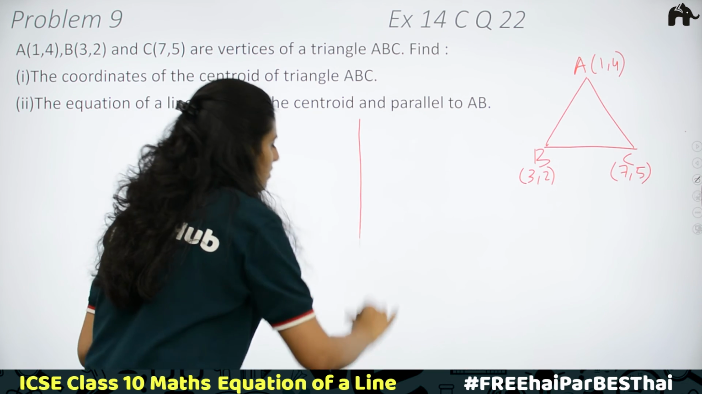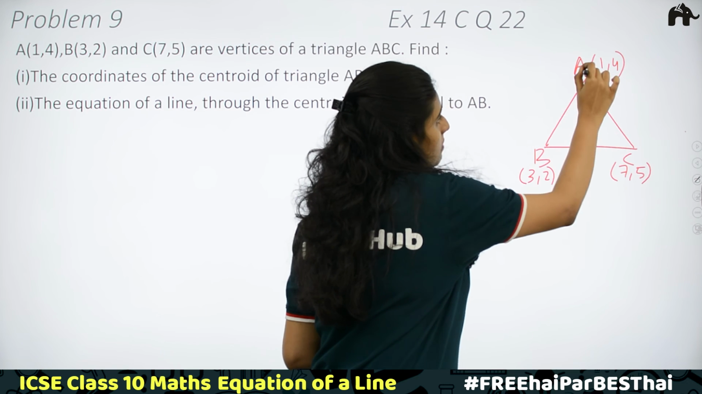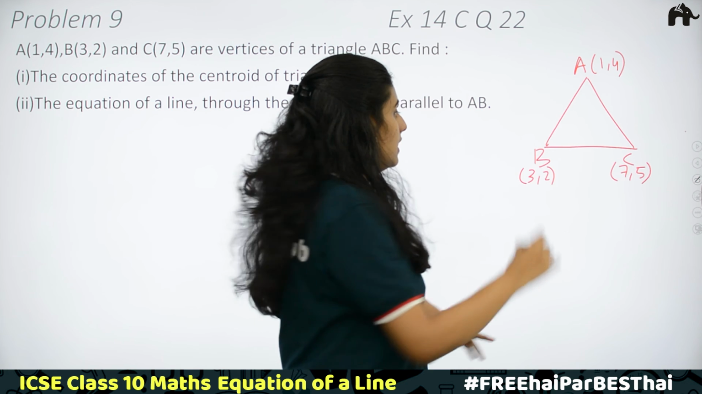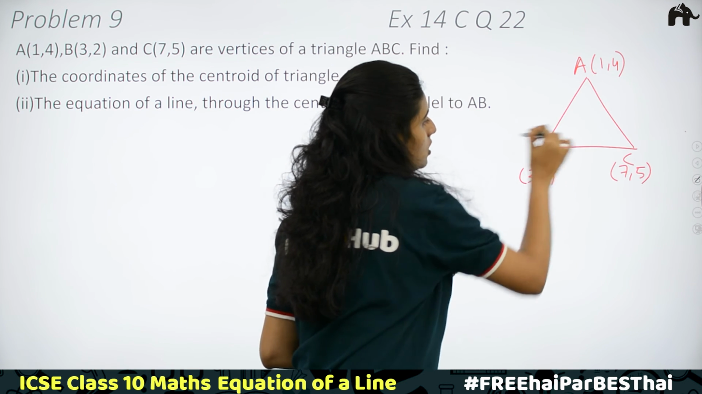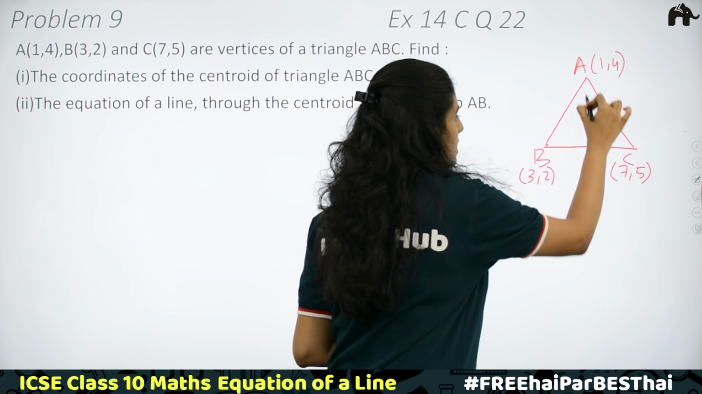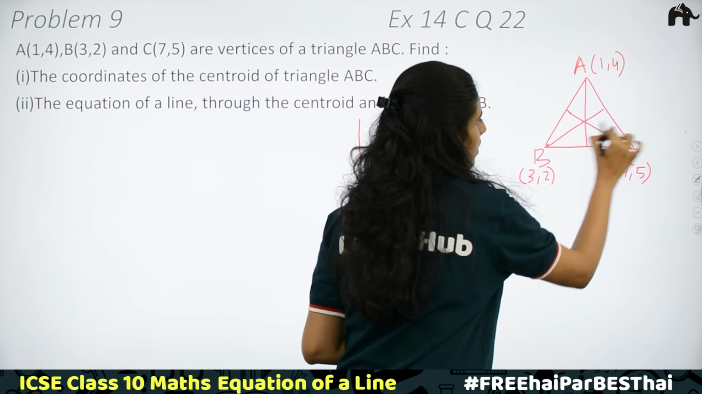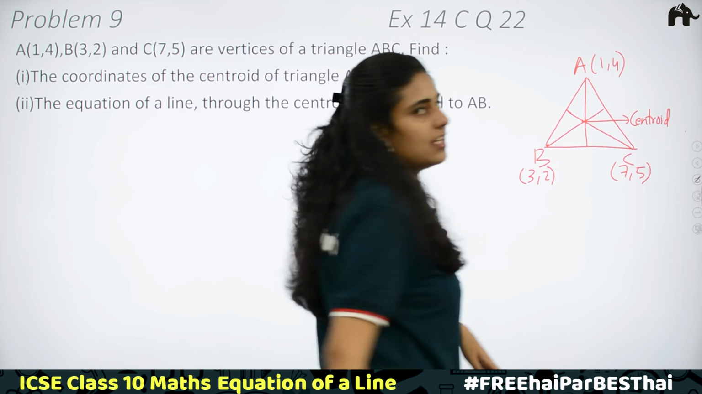What is a centroid? If you draw medians from vertex A to the midpoint of BC, then from B to the midpoint of AC, and from C to the midpoint of AB, these three medians meet at a point, and this point is the centroid. We have discussed this in the previous class, you remember?